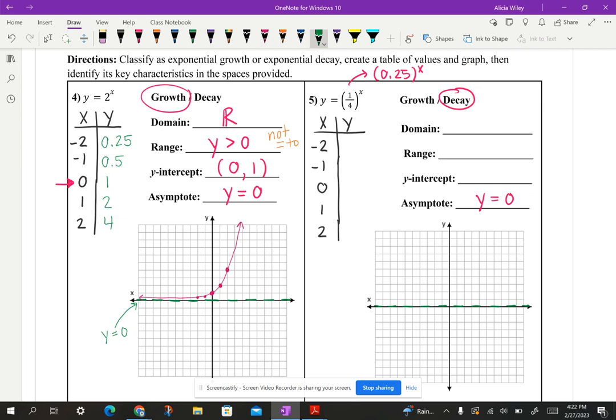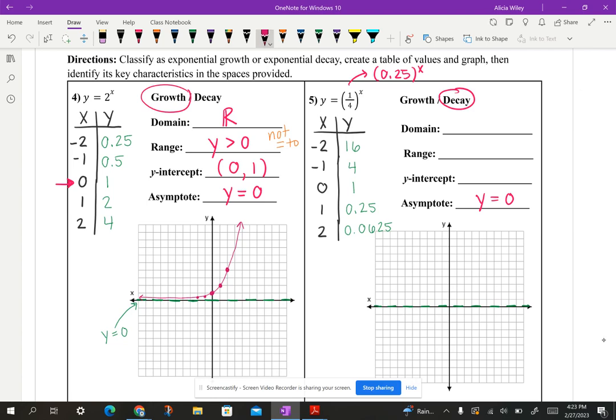Okay, so for these problems here, you should have gotten 16, 4, 1, 0.25 or 1/4, and 0.0625. It's kind of running into my graph there, but that's okay. So then you should have gone ahead and graphed those.